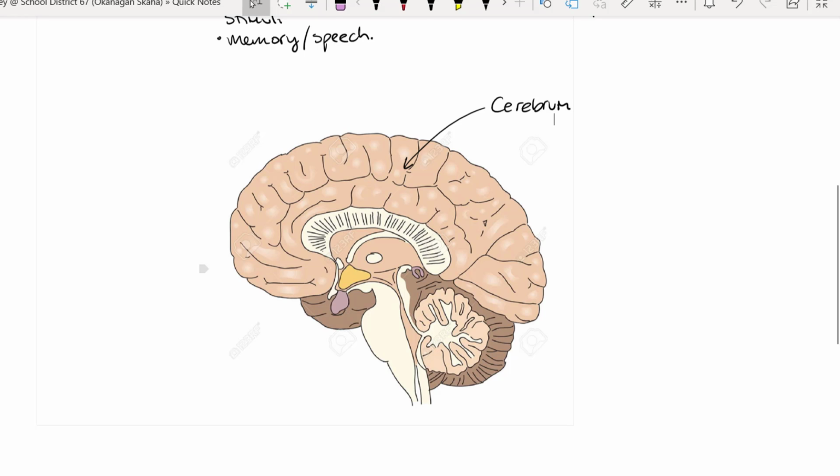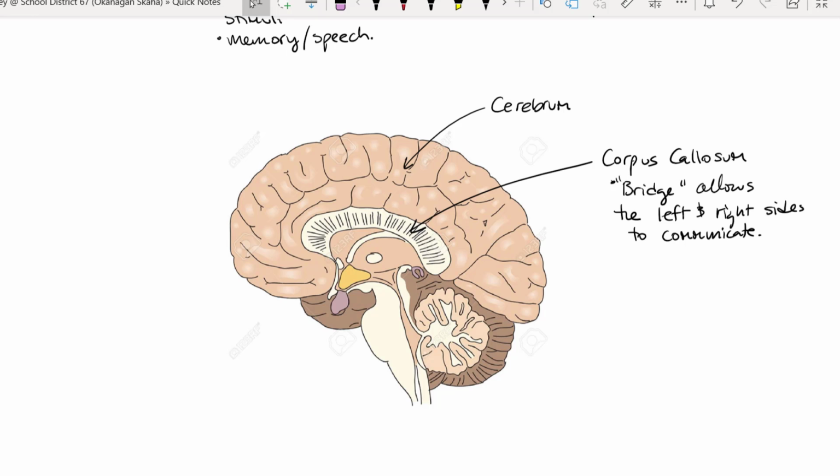Okay, so the next part we have is called the corpus callosum, and the corpus callosum is what connects the left and the right side together, and it allows it to communicate. It's a bridge. Now, one of my friends from high school had a little guy who was born with a corpus callosum, but it was split up, so it wasn't connecting the left and the right side of the brain, and he had a whole host of problems.